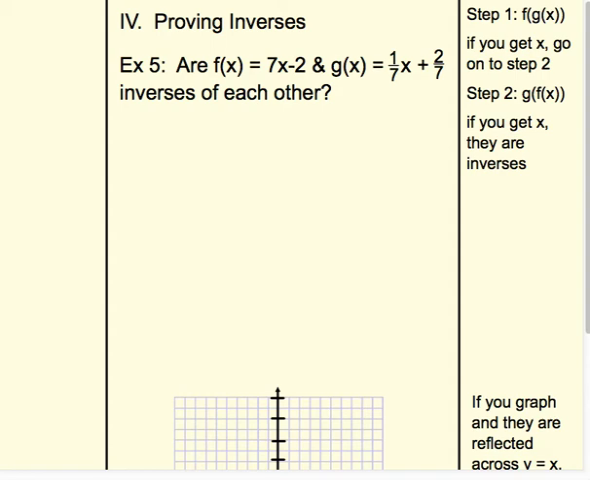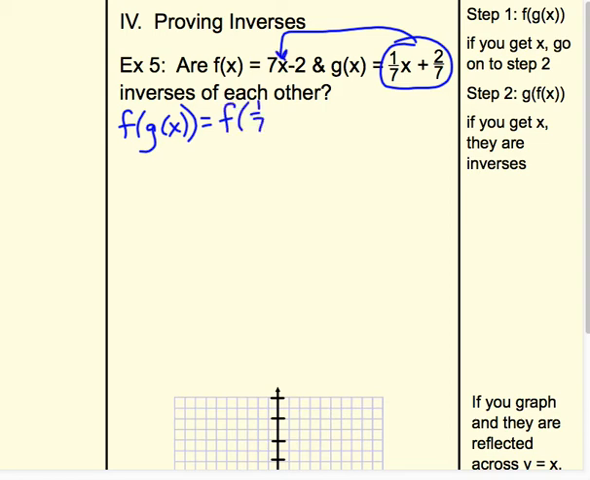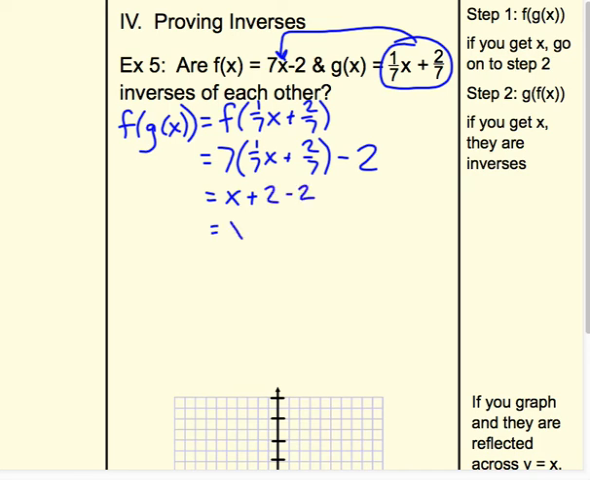So we're going to start with our f of g of x composition. So I'm going to take the whole g function, put it into my f function for x. So it'll become 7 times the quantity 1/7 x plus 2/7, distributing, sorry, and the minus 2, I almost lost the minus 2. Make sure you finish the function. That's a common mistake. Make sure you finish that function once you substitute. Distributing by 7, I get x plus 2 minus 2, which equals x.